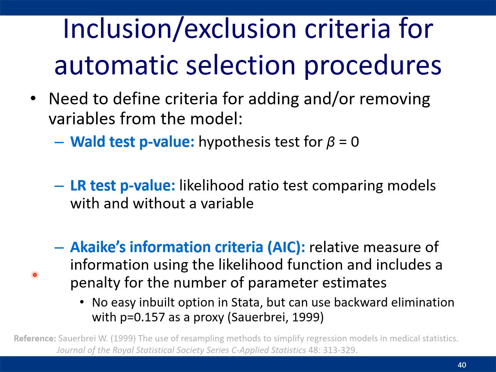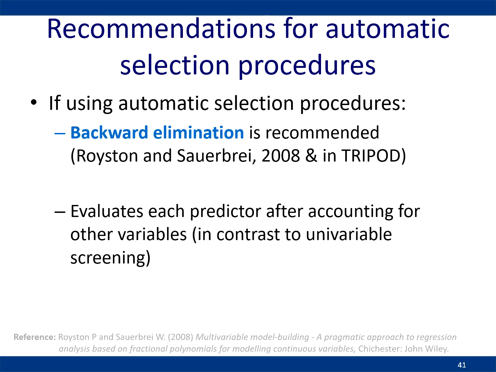However, worth noting that in Stata this option isn't available, so we can use a proxy for this in backward elimination, where instead we use a p-value of 0.157.